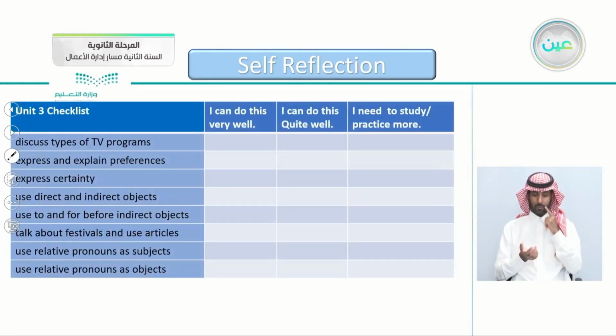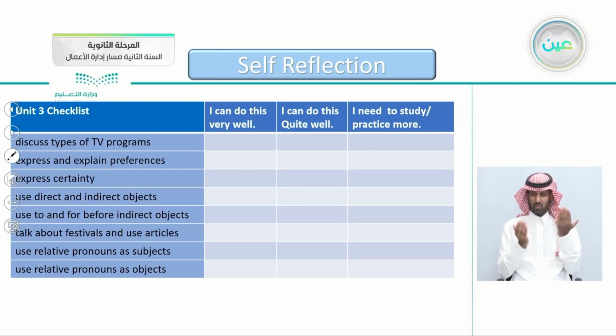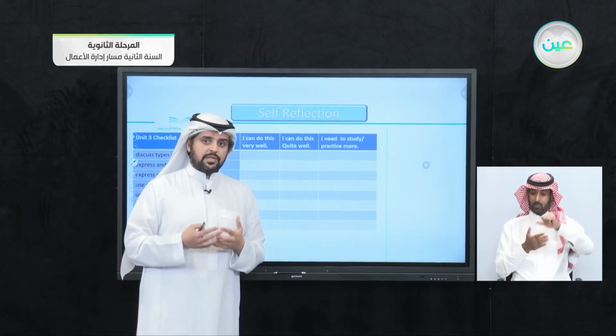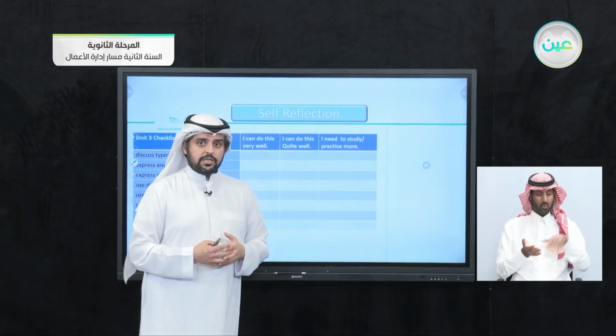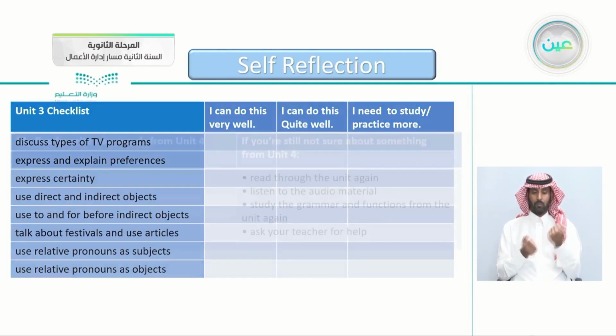Also here in the chart, it's a checklist. I can do this very well. I can do this quite well. I need to study or practice more. Just as we do at the ending of each unit, you have to evaluate yourself throughout the whole unit, each and every lesson. For example, discuss types of TV programs, express and explain preferences, express certainty, use direct and indirect objects. If you remember the direct and the indirect object, use to and for before indirect object. Can you do this very well or quite well, or do you find it hard and you need more practice?